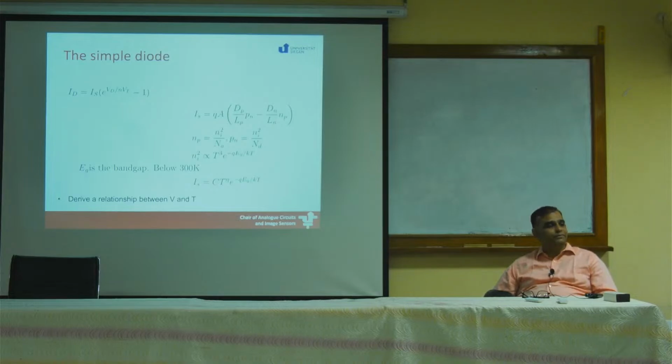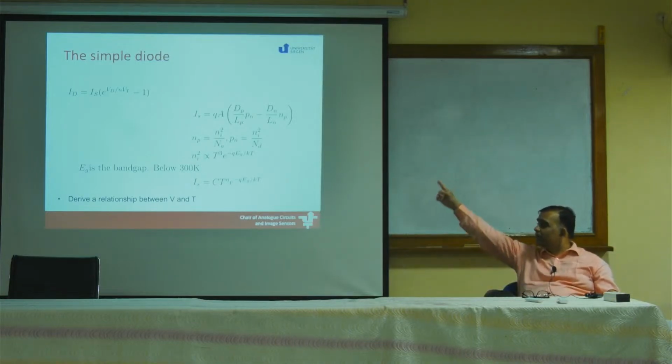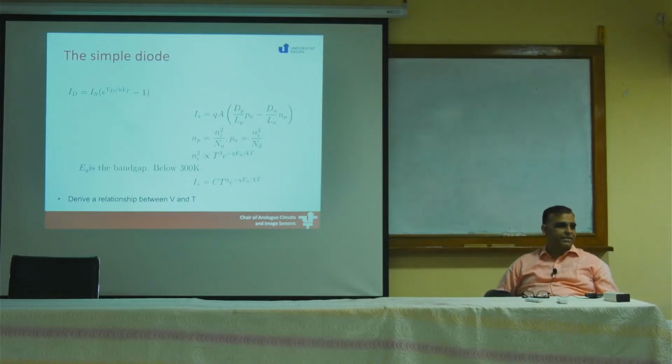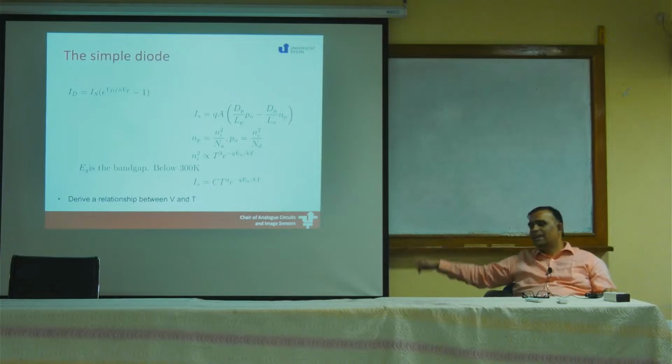Now, think of a diode. What are we measuring? If we give a fixed diode current, we like to measure the diode voltage. So, diode voltage will come from the first equation, and Is has a temperature dependence, and the first relationship has a temperature dependence. Now, for the next couple of minutes, could you try to come up with a relationship between Vd and temperature?